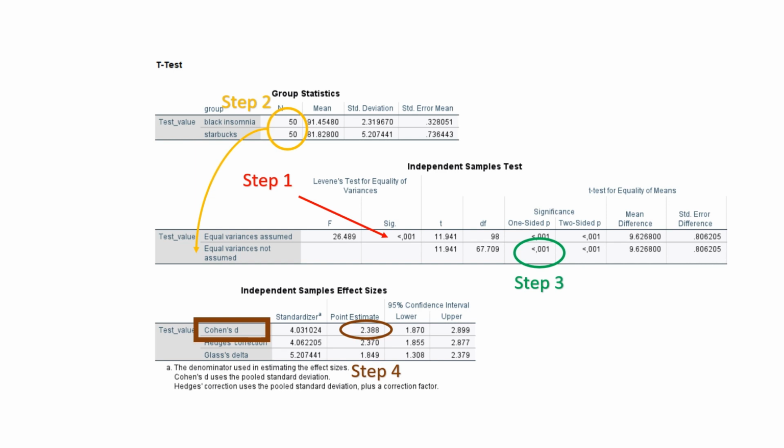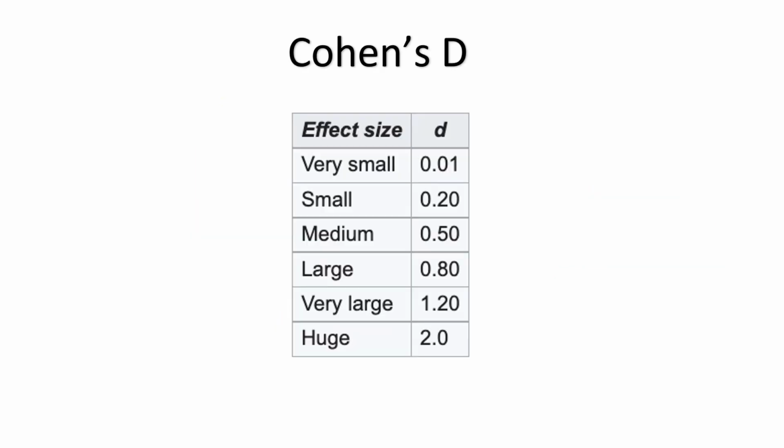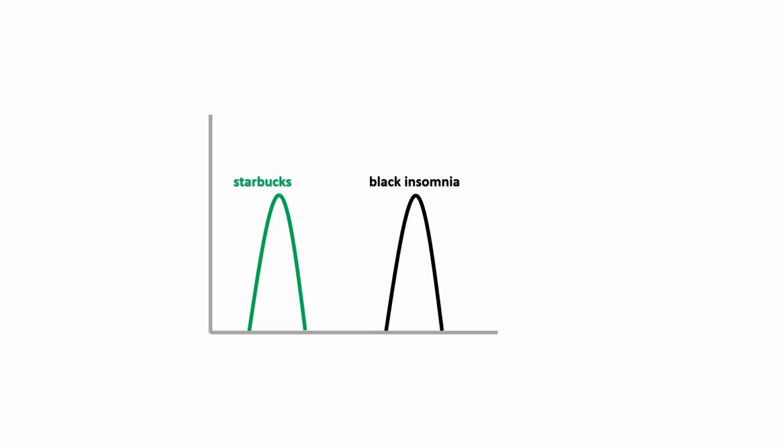Here we have an effect of 2.388. That is a huge effect size. But what am I basing this value on? Cohen's d is normally split up following this chart, so we can see that since our effect size is bigger than 2, it's considered a huge effect size. In terms of confidence intervals, it means our confidence interval probably looks something like this.